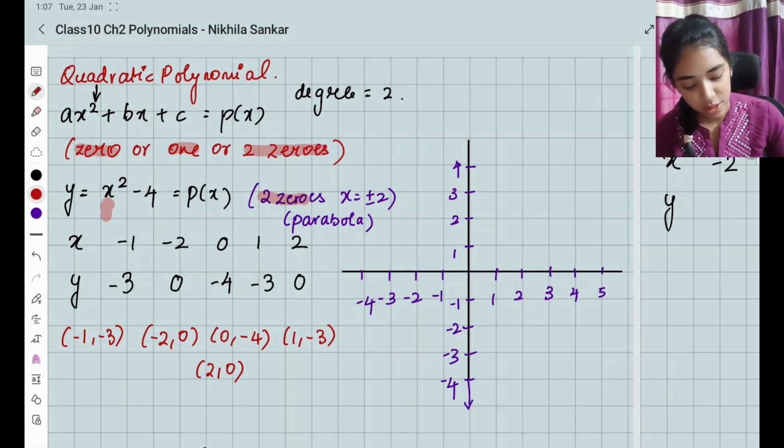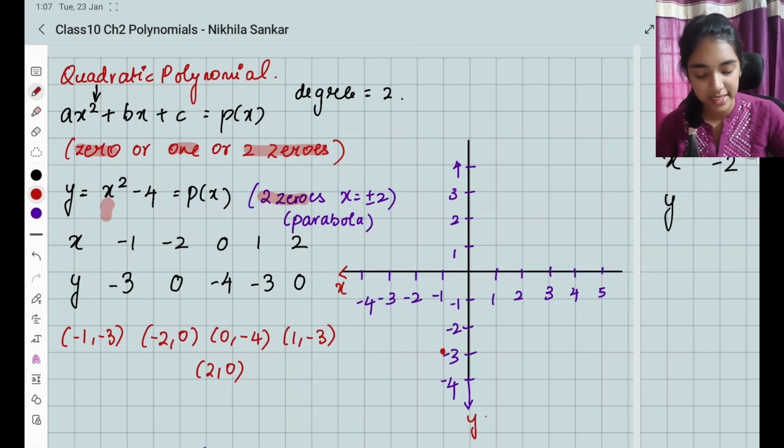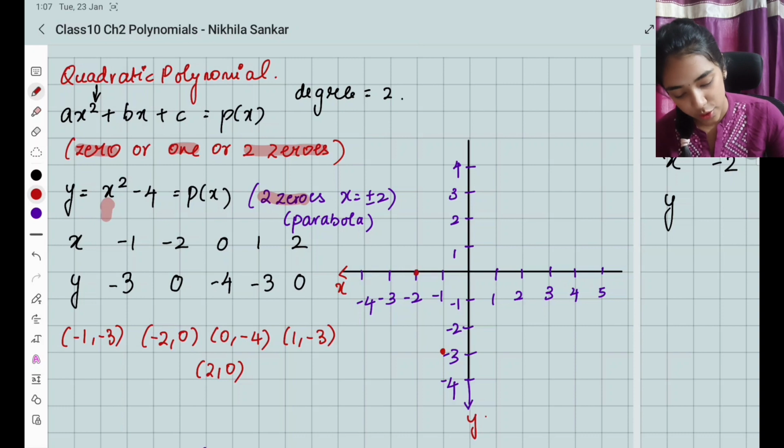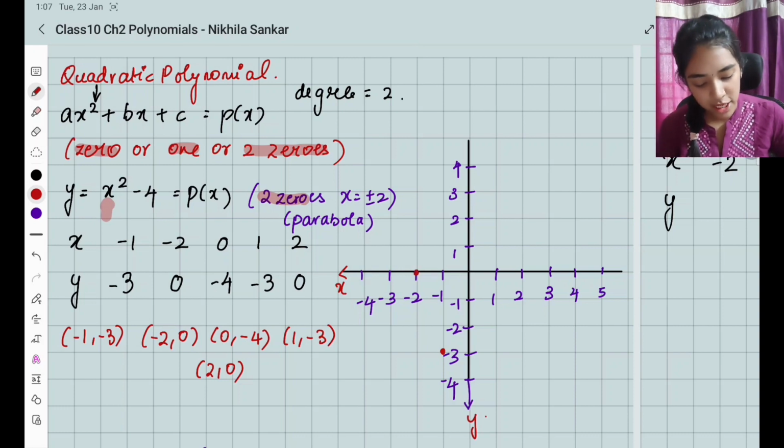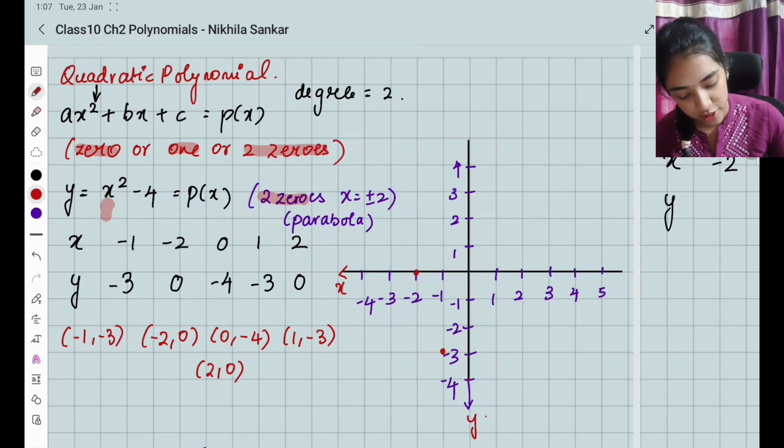Minus 1, minus 3. So minus 1 எங்க இருக்கு? Minus 1. And minus 3 is going to be this. X la minus 1. This is your x-axis. So x la minus 1 and y la it is going to be minus 3. Okay. Then minus 2, 0. So minus 2, 0 is going to be over here. Then 0, minus 4. 0, minus 4 எங்க இருக்கு? It is going to be here.